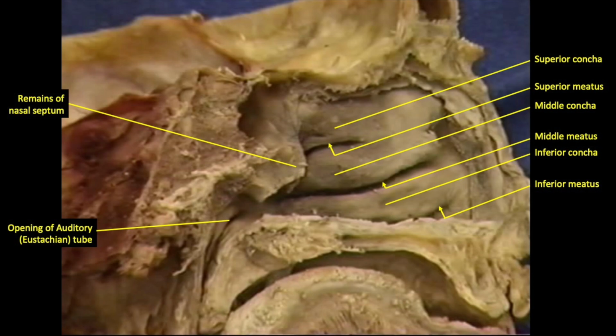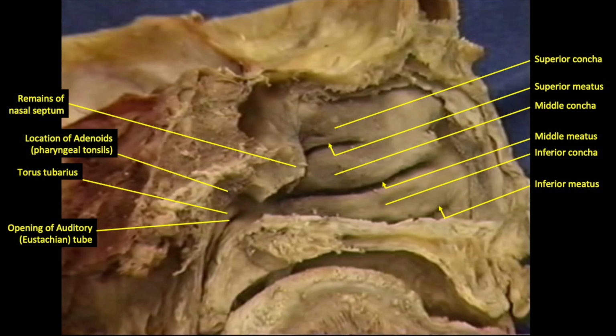The auditory tube runs from the nasopharynx to the middle ear cavity and allows for the equalization of air pressure on both sides of the tympanic membrane, or eardrum. The tube is only open during swallowing or yawning, and that is why we swallow when ascending or descending in an airplane. The opening of the tube is guarded by an elevation known as the torus tubarius.